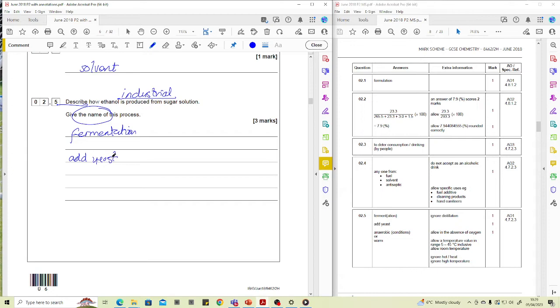to sugar solution, and you warm it to approximately body temperature, and in anaerobic conditions, which I hope you will remember from your biology GCSE revision as well. Okay, and you could put for several days as well.